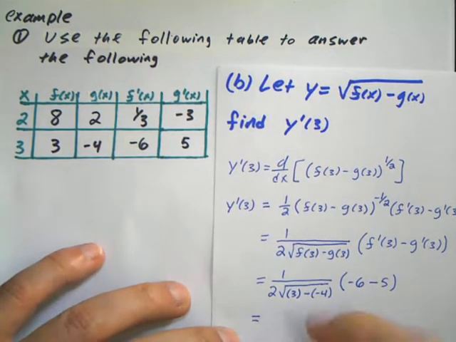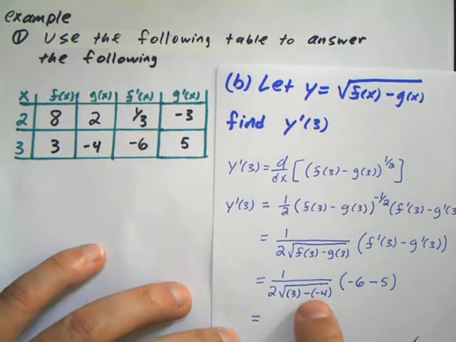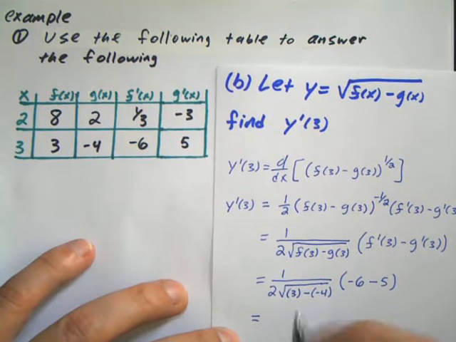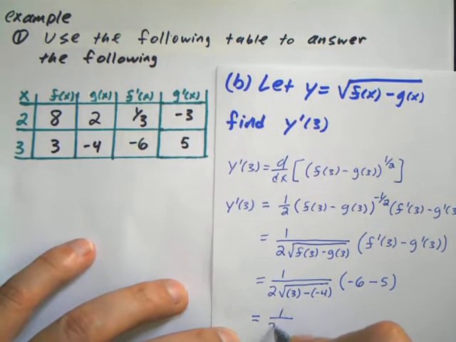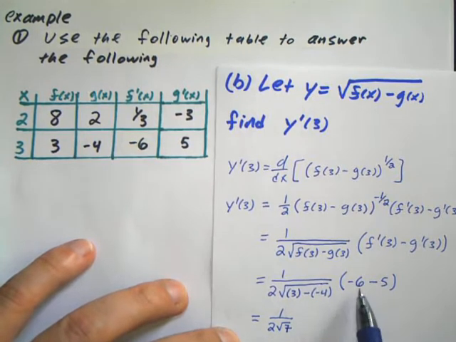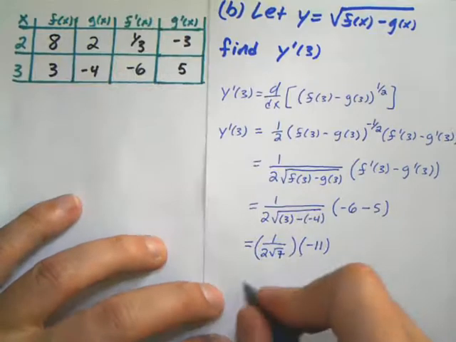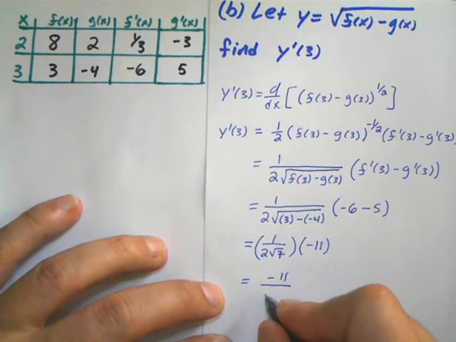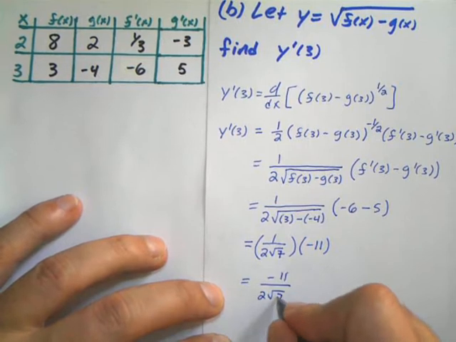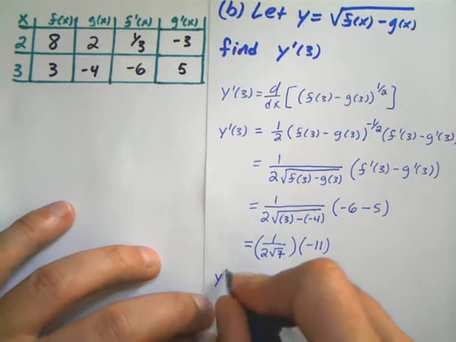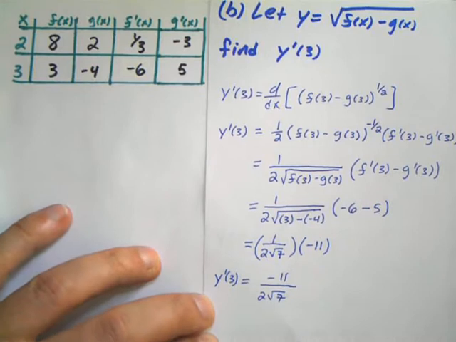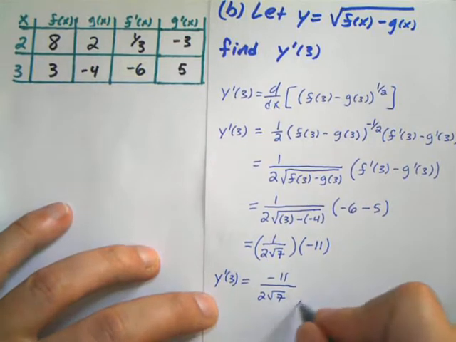Simplifying all this, I have 3 minus a negative 4, so it's going to be 3 plus 4. So it's going to be 1 over 2 square root of 7, and on this side, multiplying it by negative 11. So my derivative value is going to be negative 11 over 2 square root of 7. And that's what y prime of 3 is equal to, based on the chain rule.